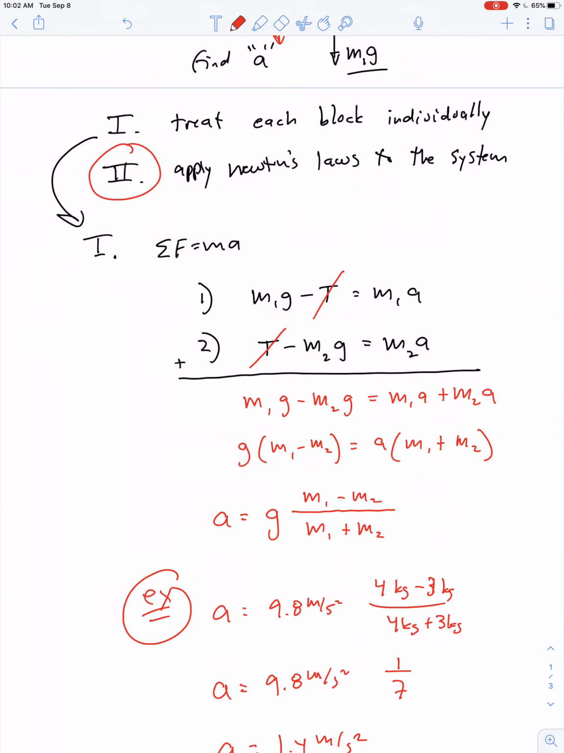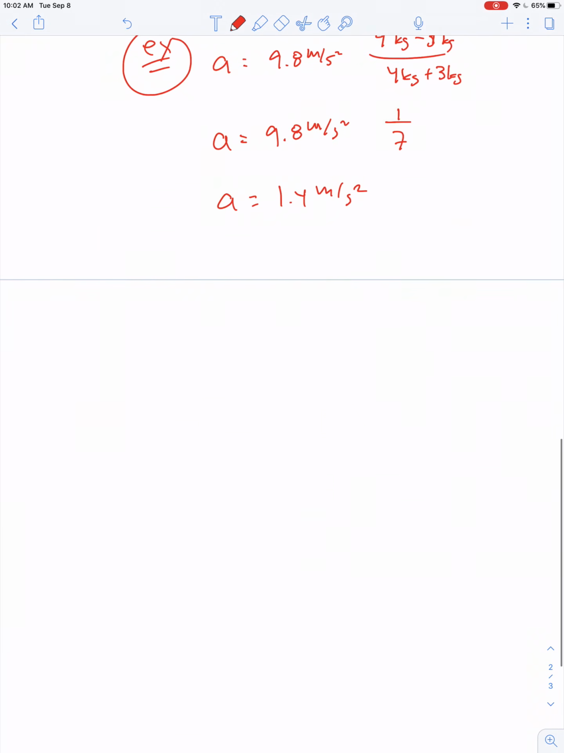What about this second approach by just viewing it as an entire system? Okay, let's draw the Atwood machine again. M1 is the larger mass, M2 is the smaller mass. The system accelerates in the direction shown in this diagram.